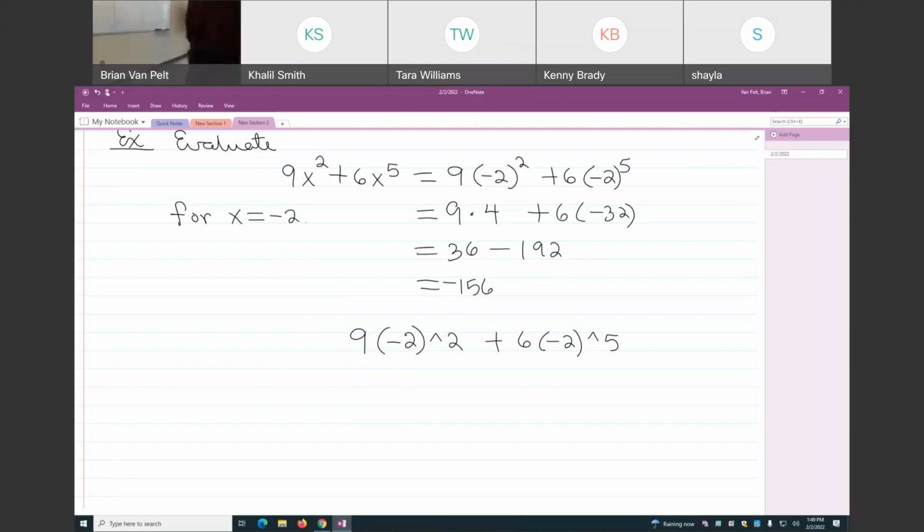That's right there. It ended up being negative 156. So there you go. See if you can get your calculator to do it. You'll want your calculator to be your friend and not your foe this semester, so you want to understand how to plug these things in.